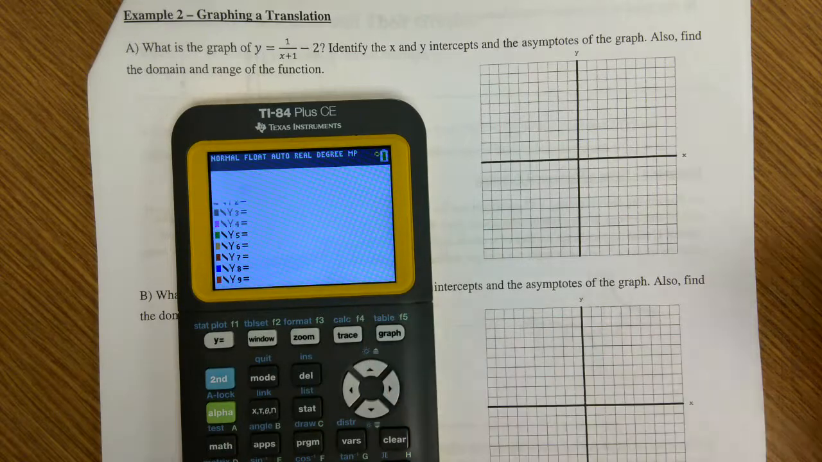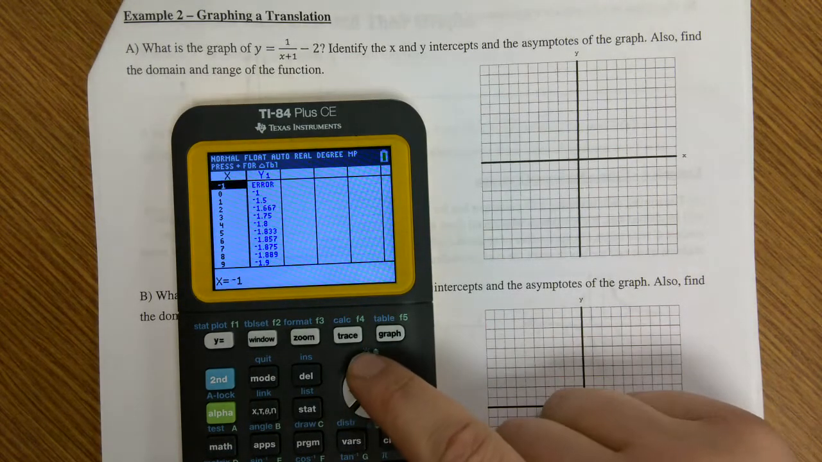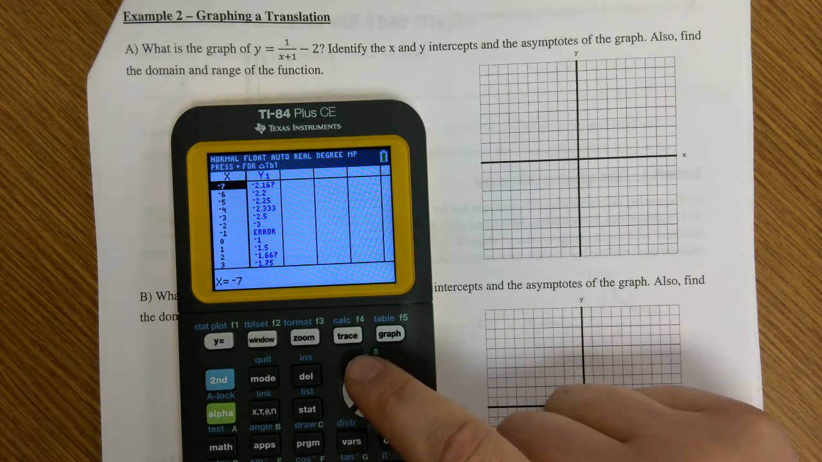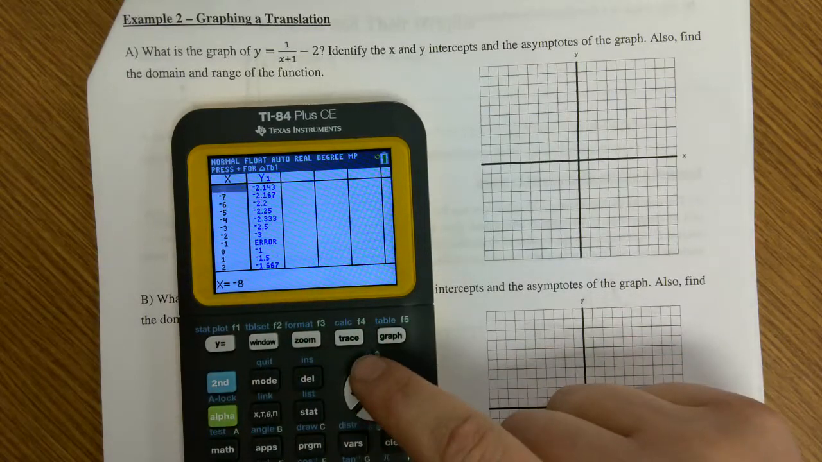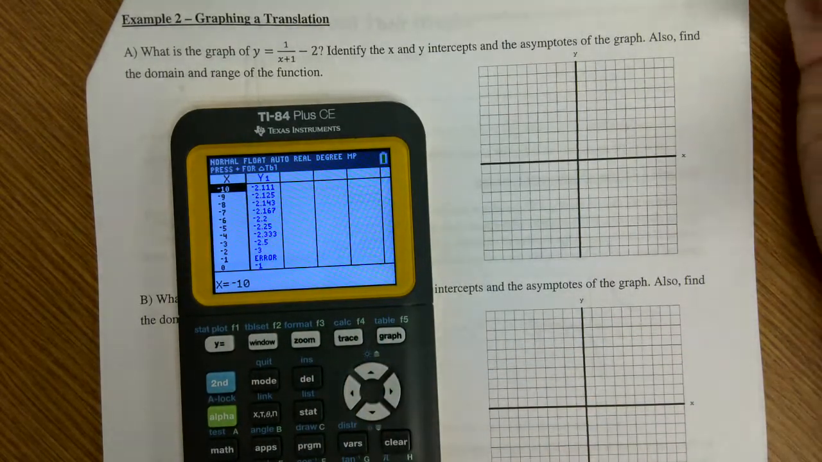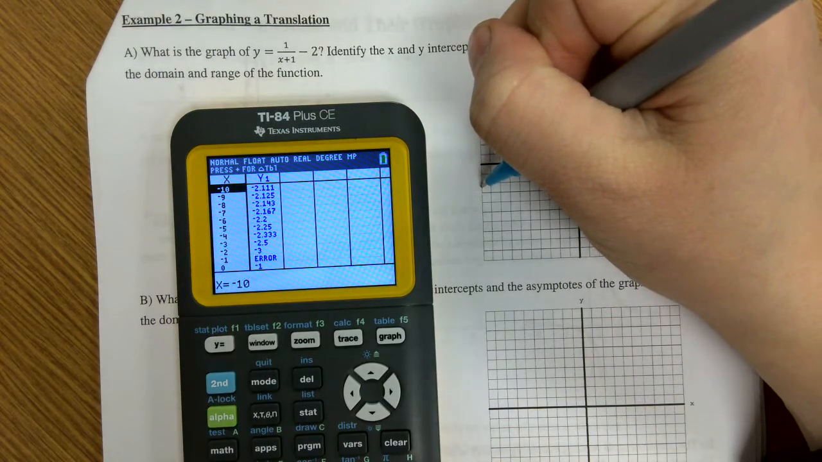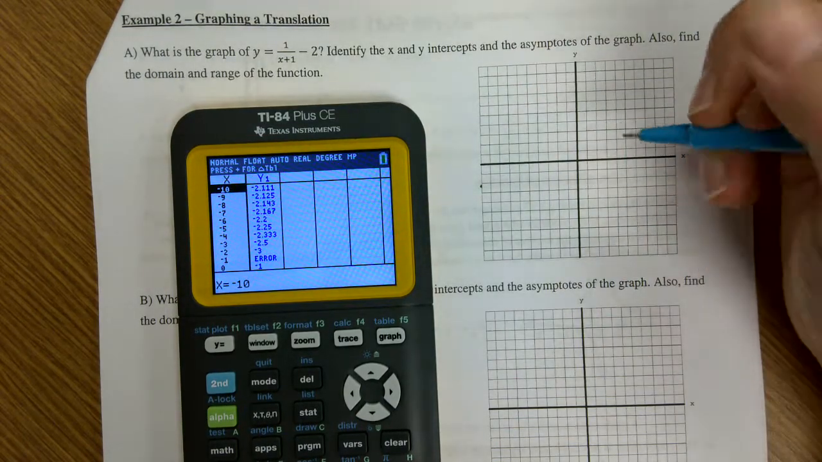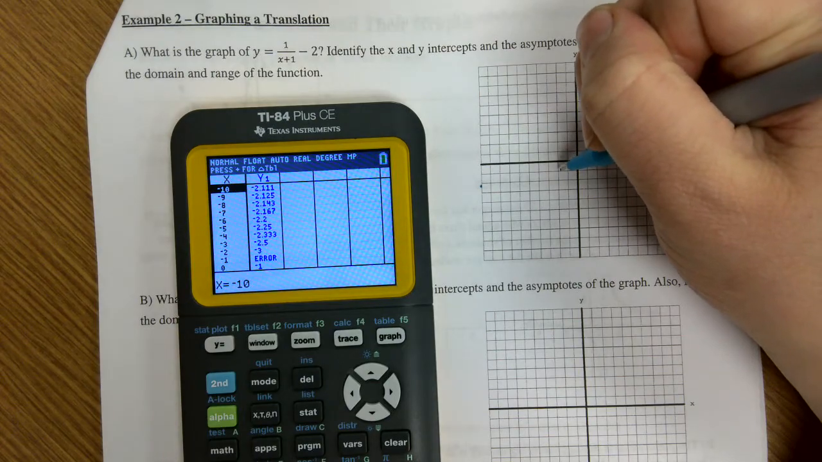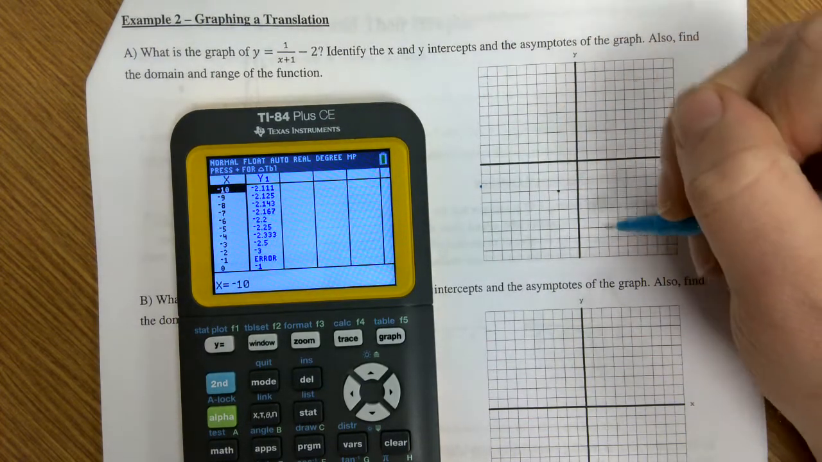So I'm going to go to my table. I'm going to figure out what points I'm going to plot. Error is probably going to be that asymptote. Your graph will tell you an error as an asymptote. So at negative 10, I have about negative 2 and a little bit. Because of this, at negative 2, I have negative 3. And then I have an error.